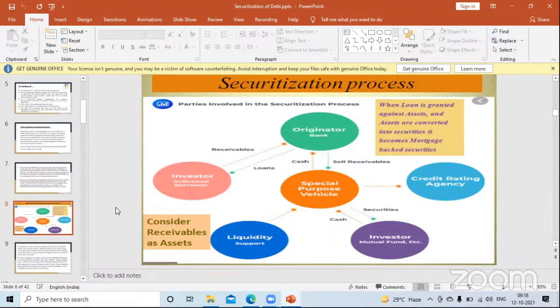There are 3 or 4 parties involved. First is the borrower and then the originator, that is the bank. Then the bank sells all the receivables to a special purpose vehicle. The special purpose vehicle will convert all these assets into securities, which will be traded in the secondary market, and investors will buy those securities to earn a certain amount of interest or dividend. So there are 4 parties involved in this process.